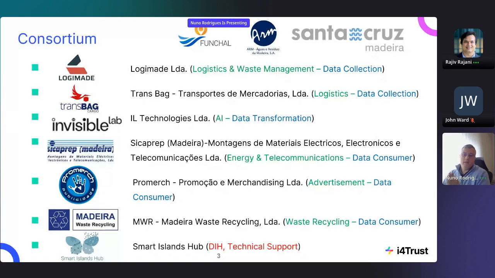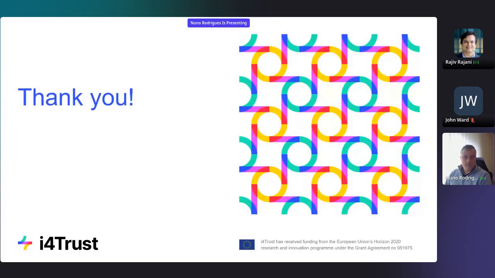Sika Prep and Energy is an energy infrastructure company, Promerge, an advertising company, and Madeira Waste Recycling, which is a waste recycling company, will be data consumers to consume all this data being produced. And then we have the Smart Islands Hub, which is a FIWARE hub. And we also have, though not formally involved, the City of Funchal, Santa Cruz, and IREM interested in monitoring and observing data as well.